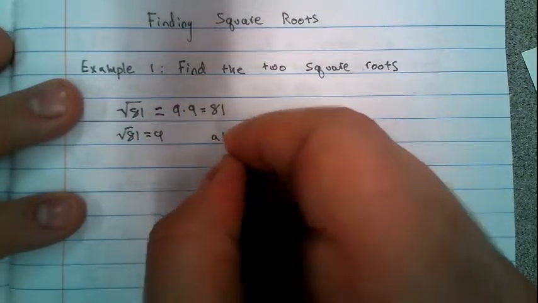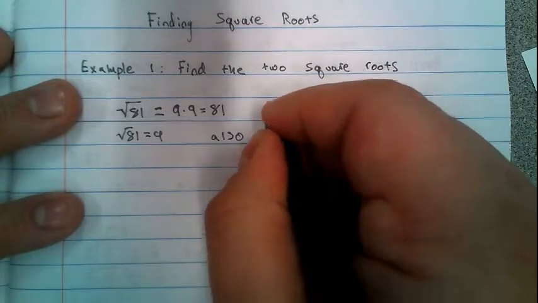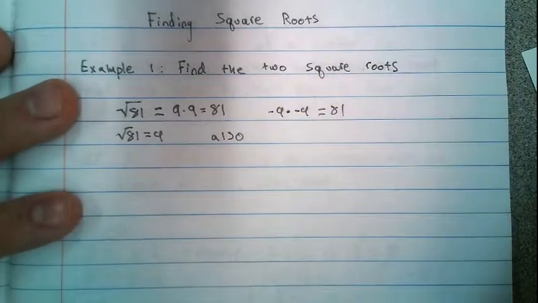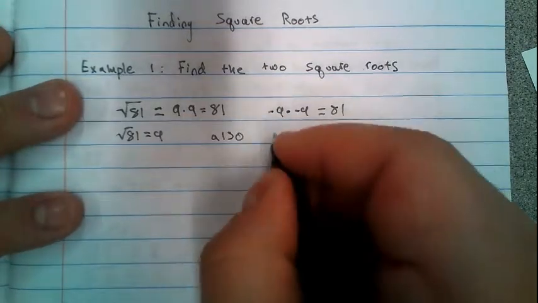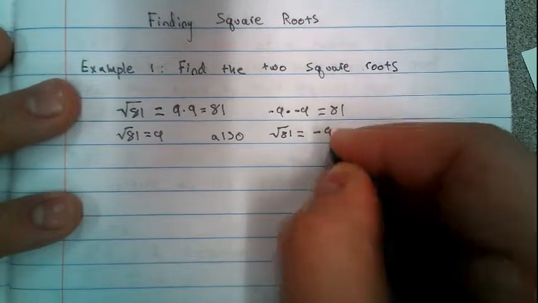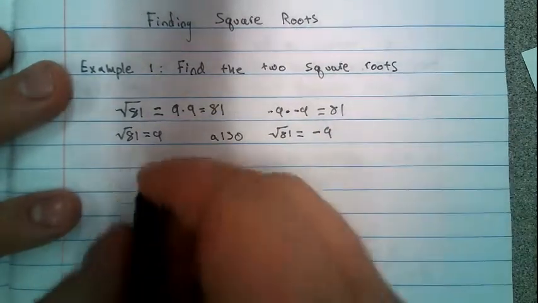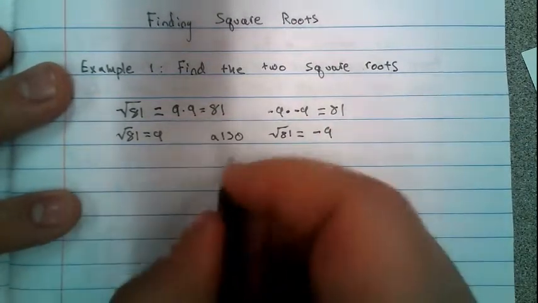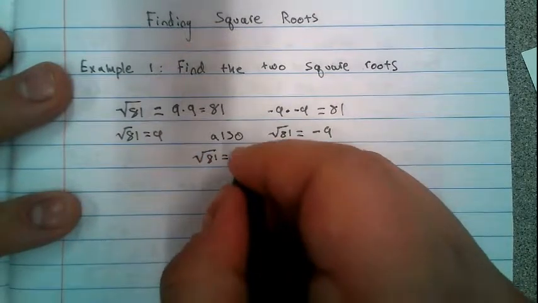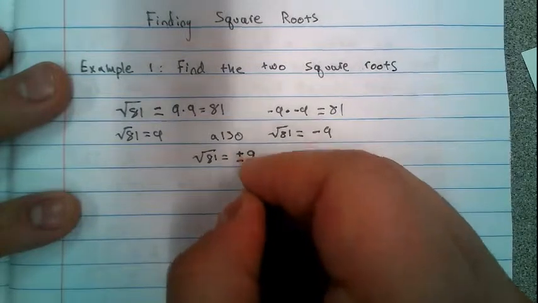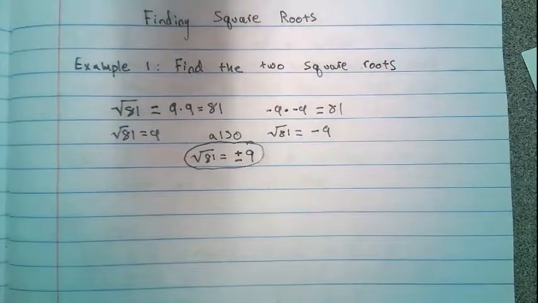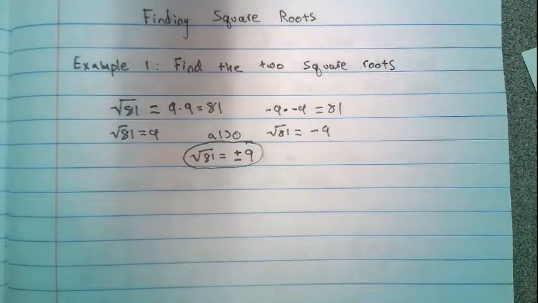Also, negative 9 times negative 9 equals 81. So the square root of 81 is also equal to negative 9. So if you're asked to find the square root of 81, your answer is going to be both a positive and a negative 9, because both positive and negative 9 would give you 81.